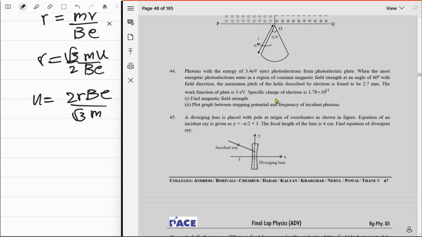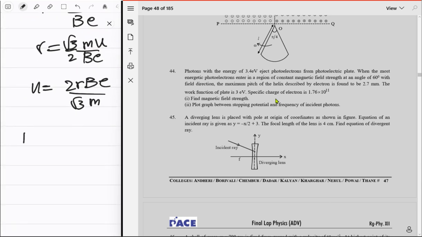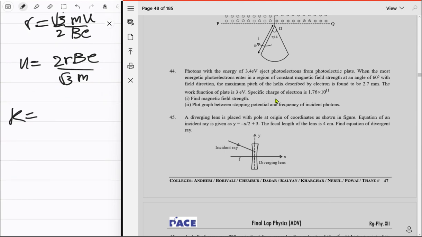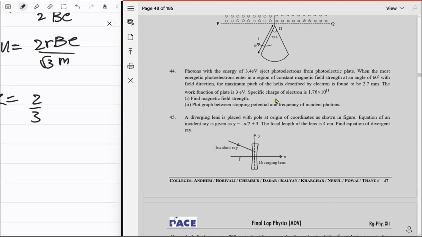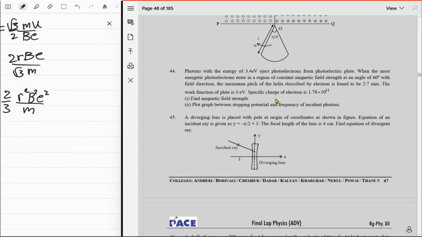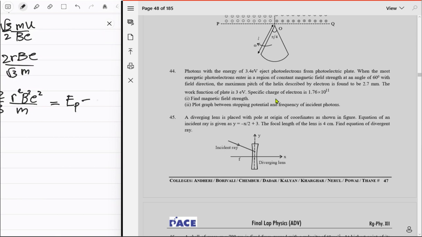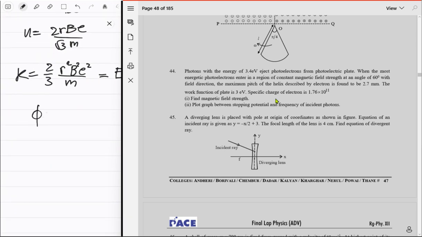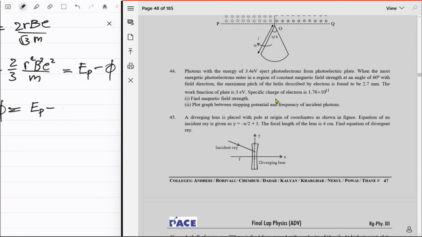Half mu square is the kinetic energy. Just K is half mu square, which, 2 upon 3 squared, फिर उसमें M आ रहा है, just okay that times of M, of course नहीं, नीचे M आएगा, एक R squared B squared E squared. Okay, that's just for K, which is equal to our energy of photon minus the work function. So the work function is just this thing. Energy of photon minus 2/3 R squared B squared E squared upon M. Got it.